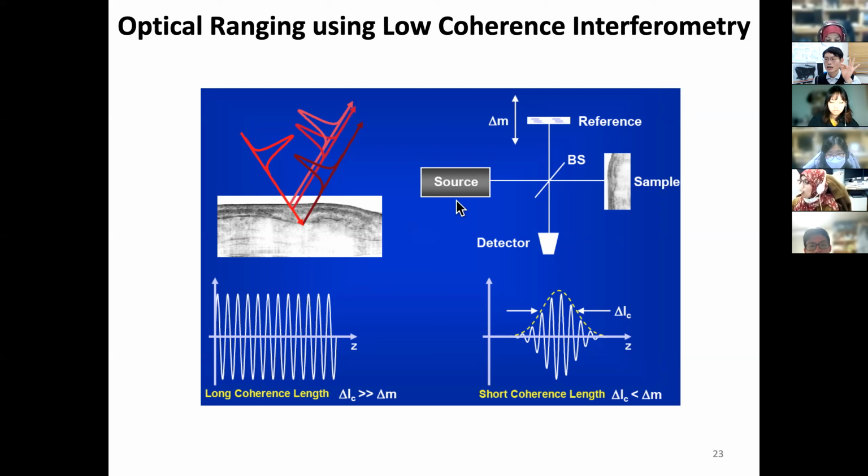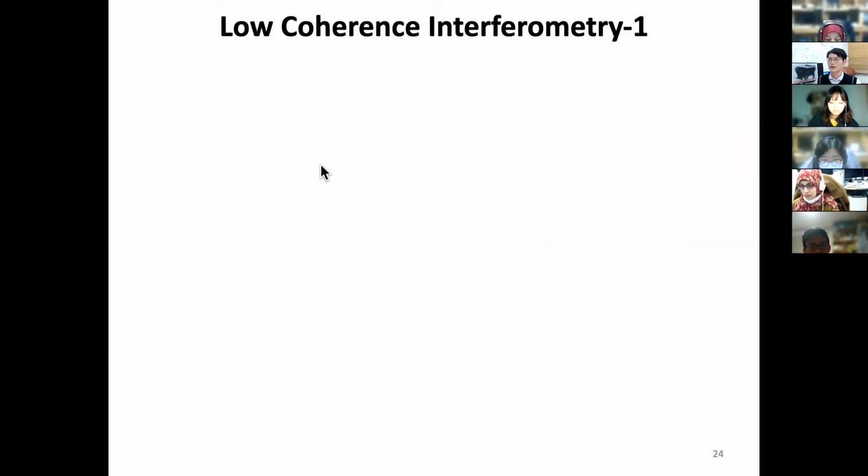However, when the source light has a short coherence length, you will have this nice interference pattern only within this coherence length. Otherwise, you see the interference dimming, because the phase relationship is no longer relevant, not correlated at all, beyond this coherence length. So that is the optical ranging, and I want to explain one by one how this low coherence interferometry works.